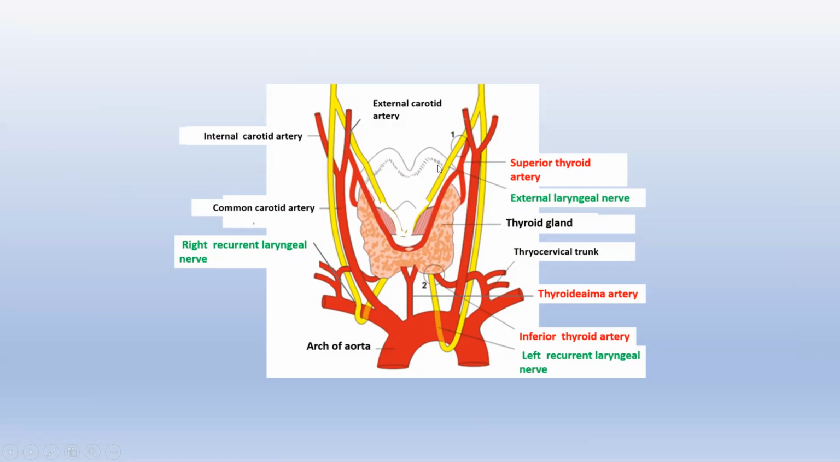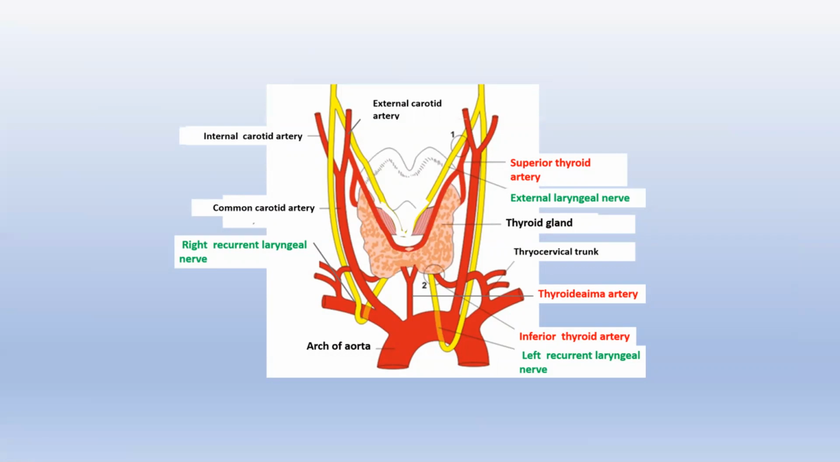After reaching the upper pole, the artery divides into anterior and posterior divisions. The anterior branch descends on the anterior border of the lobe. This is why I was saying the anterior border is related to the superior thyroid artery. It continues along the upper border, meets the artery of the other side and gets anastomosed at the middle of the isthmus. What happens to the posterior branch? The posterior branch will descend on the posterior border of the lobe and will anastomose with the ascending branch of the inferior thyroid artery.